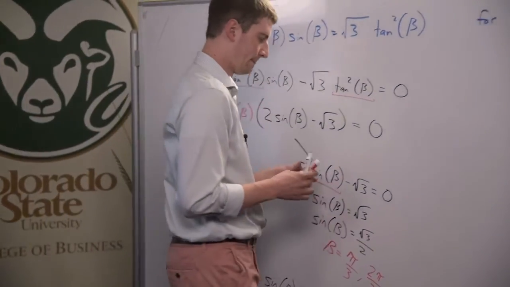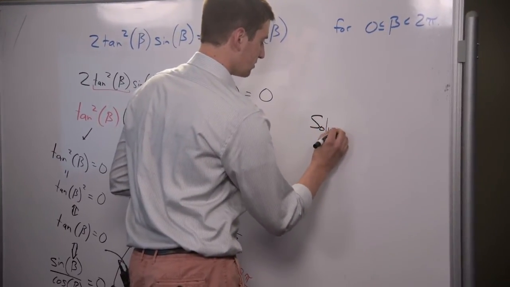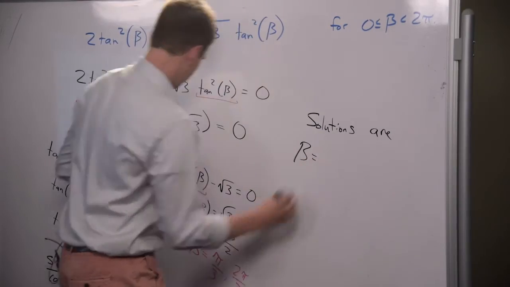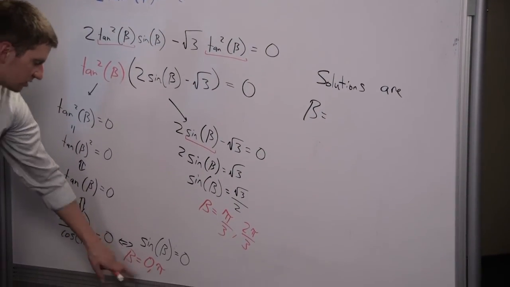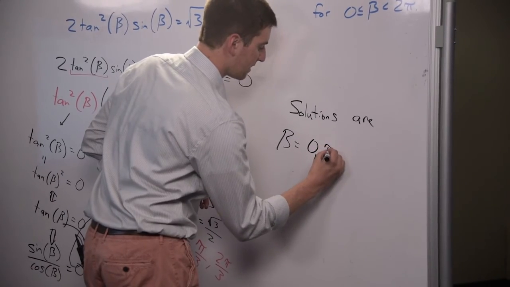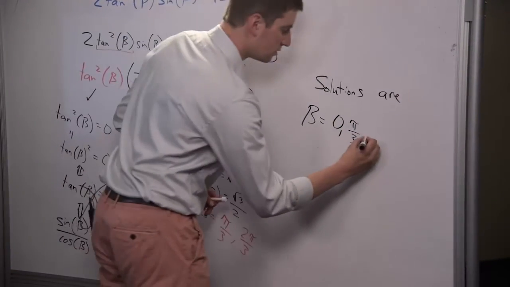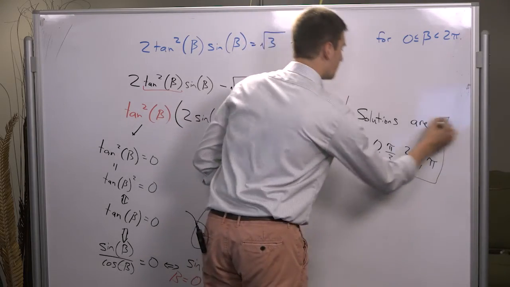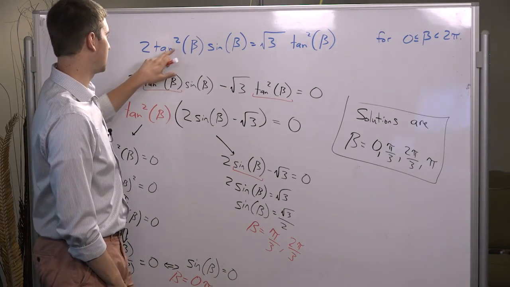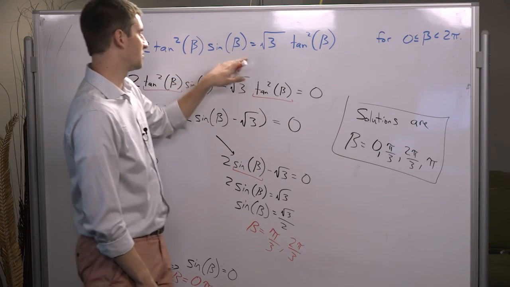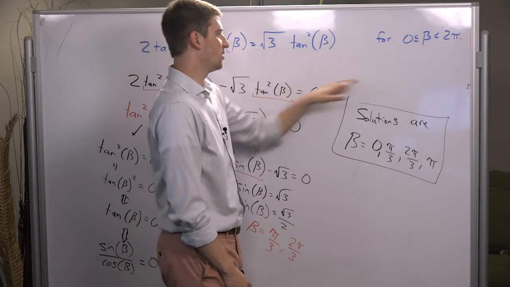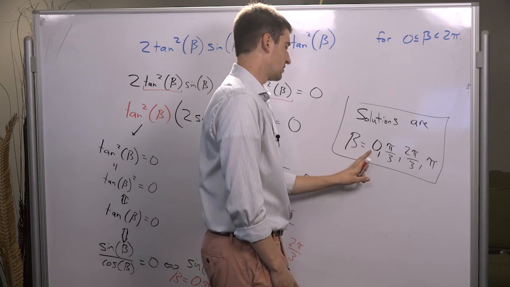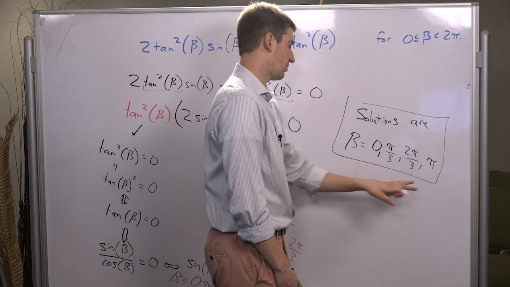So all in all, our solutions are beta equals, let's just write them in numerical order, so 0, pi over 3, 2 pi over 3, and pi. So therefore, all the solutions to 2 times tangent squared of beta times sine of beta equals square root of 3 times tangent squared of beta, when beta is between 0 and 2 pi, where we include 0, the only solutions are exactly 0, pi over 3, 2 pi over 3, and pi.